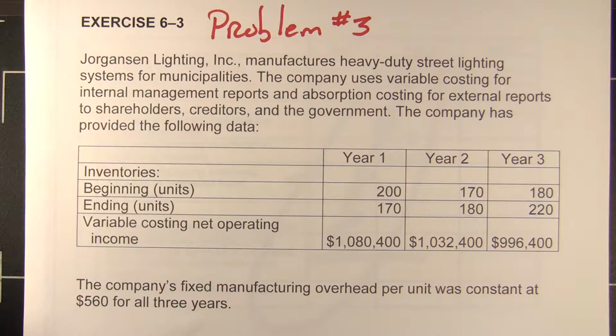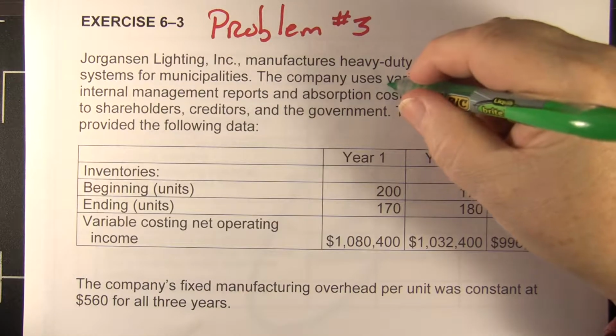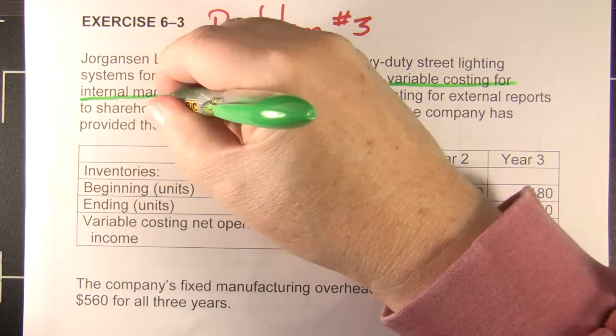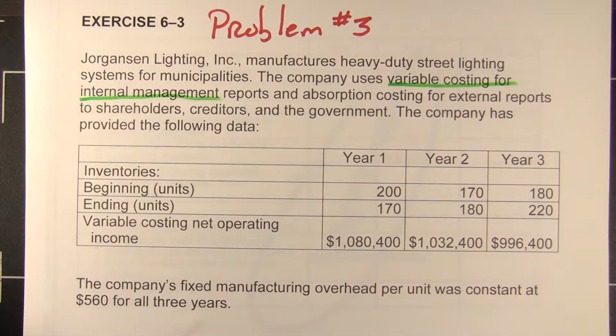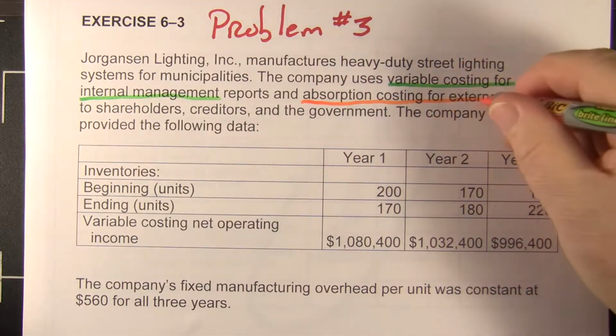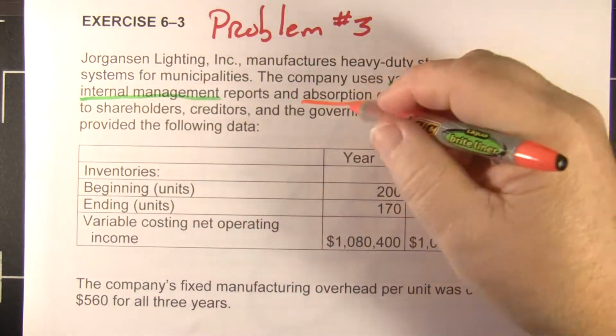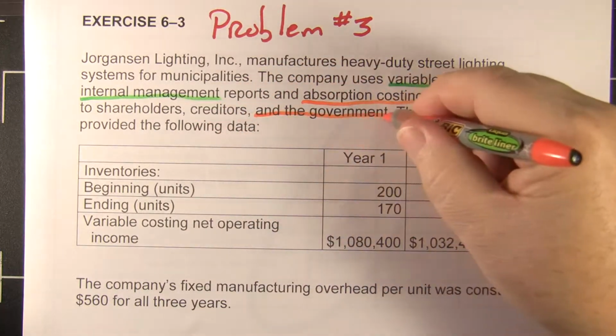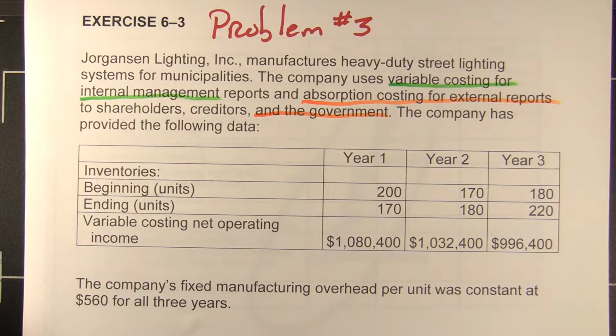This company makes heavy-duty street signs, street lighting. They use variable costing for internal management purposes, which is very common. And they use absorption costing for external reports, for shareholders, creditors, and the government because it's the law. The company's provided us the following data.